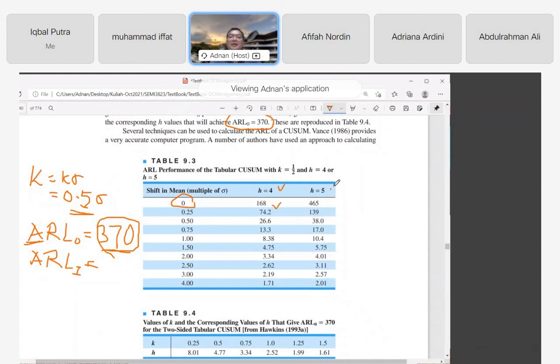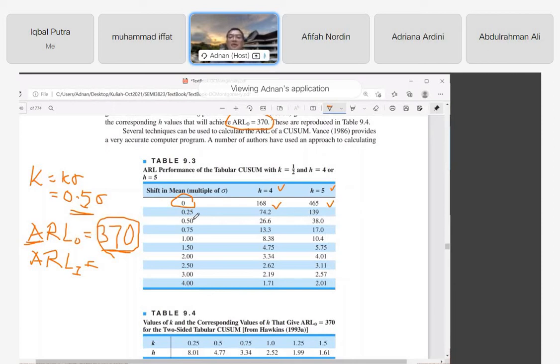When H is bigger, of course, it takes longer to create a false alarm, like I showed just now. In fact, in this chart, the value is bigger than 370; they got 465. So it means that CUSUM is better compared to the Shewhart control chart because it does not give false alarms as quickly as the Shewhart control chart.